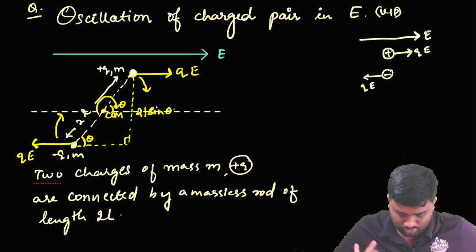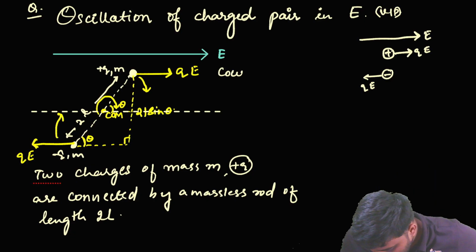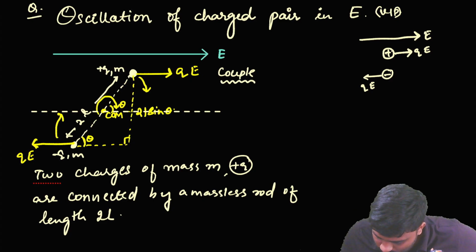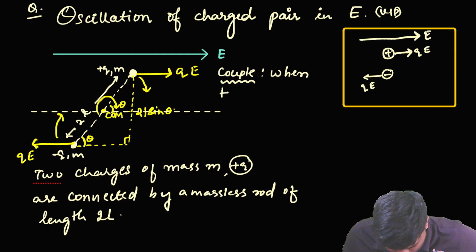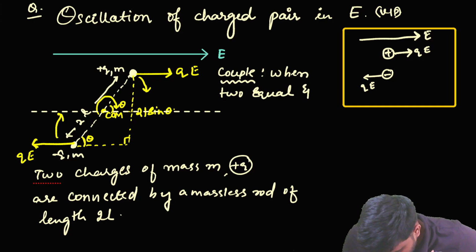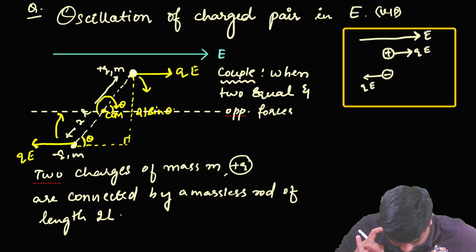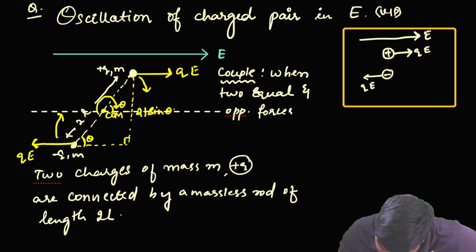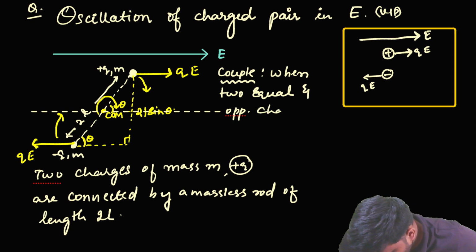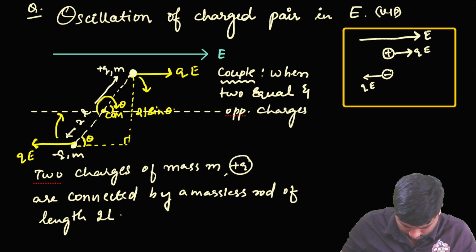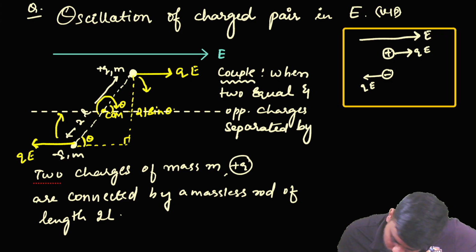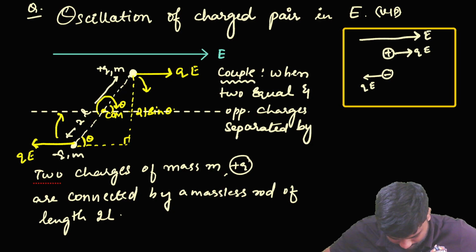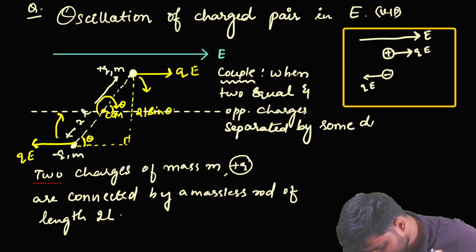See, first of all you should know what this couple is. A term called couple comes. A couple is when two equal and opposite forces, two equal and opposite charges, are separated by a small distance, or else you can write some distance.